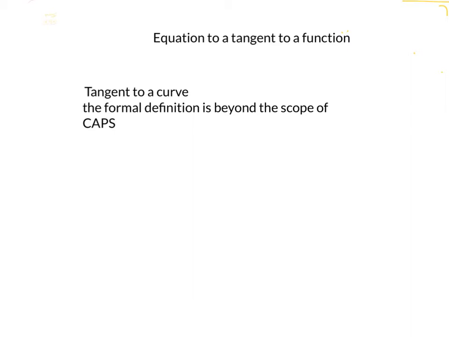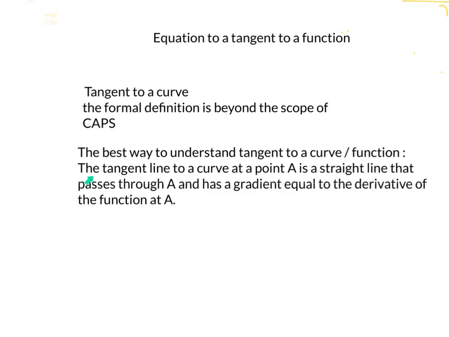The best way to understand the tangent to a curve is to consider the slope of the tangent line as a derivative of the function. The tangent line to a curve at a point A is a straight line that passes through A and has a gradient equal to the derivative of the function at A.